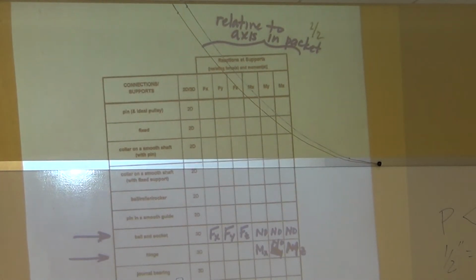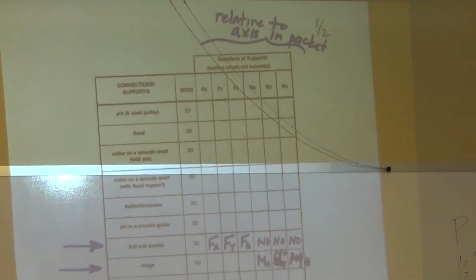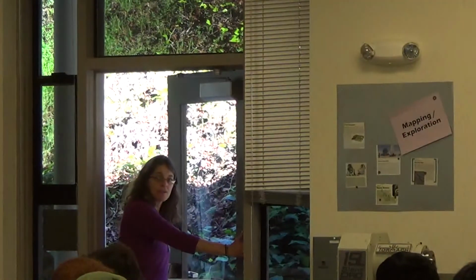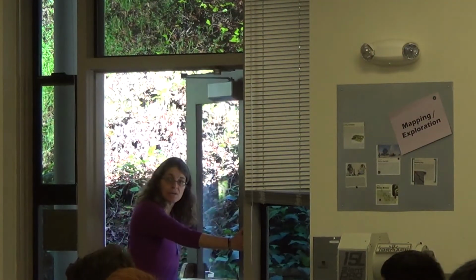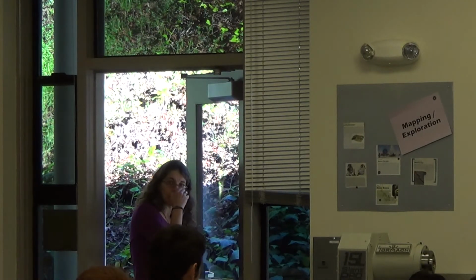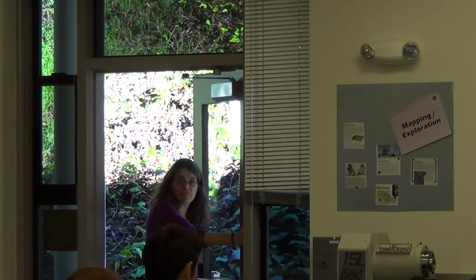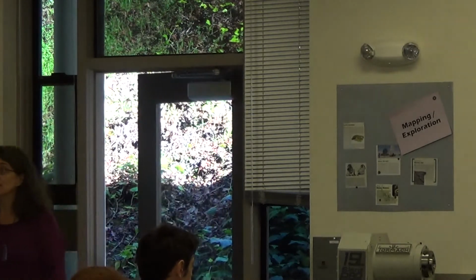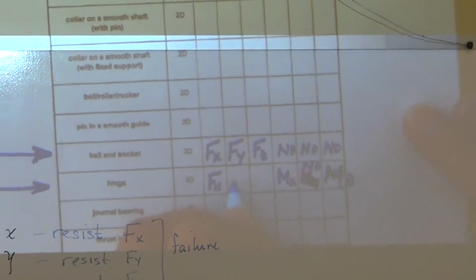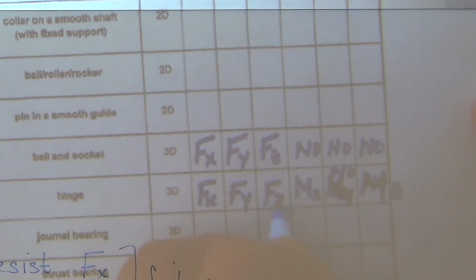How about the forces? They're all resistant. Say it again? They're all resistant, right? If I took this door and tried to pull it in the X, Y, or Z, it's resisting it, right? But if I pull it too hard, or I use a crane or something to pull it, well then in that case, I'm actually going to fail it, I'm going to break it. So if it's resisting, what do I need to write in the table? Fx, Fy, and Fz.